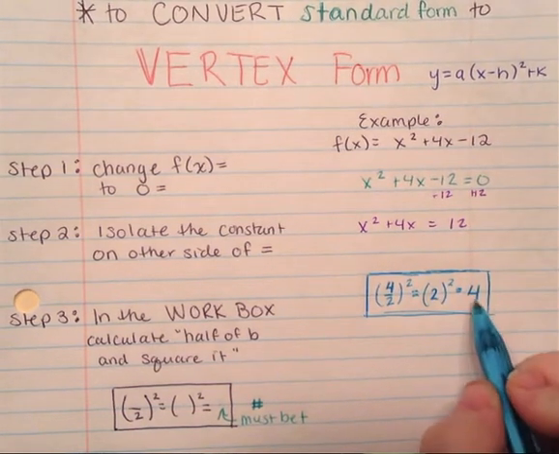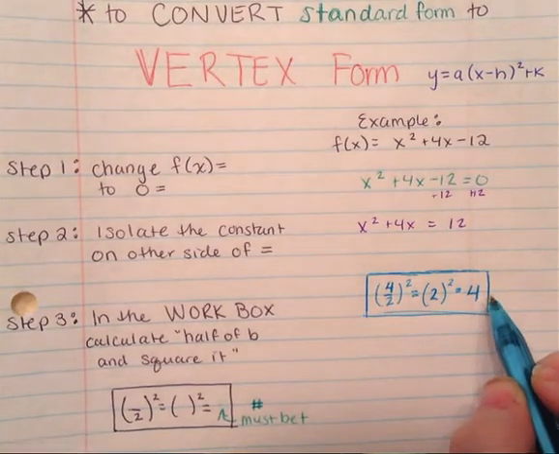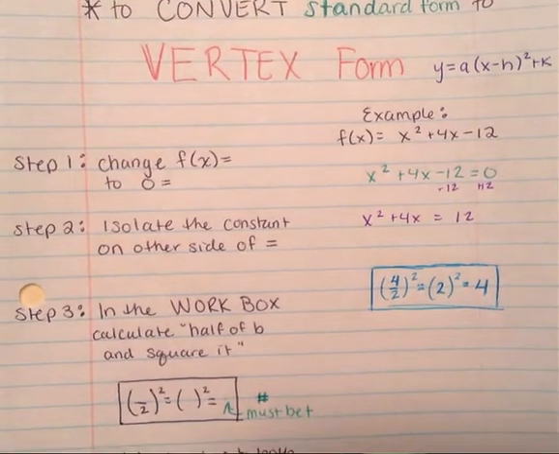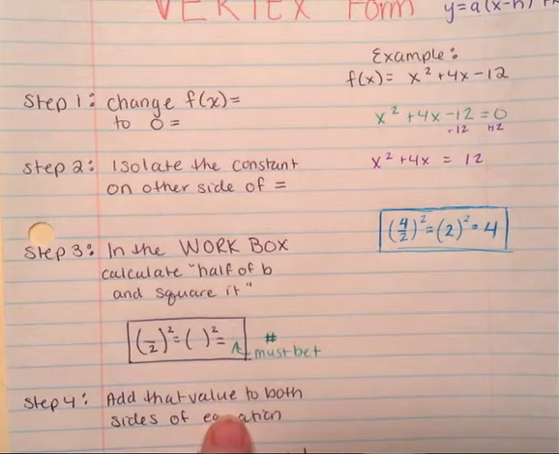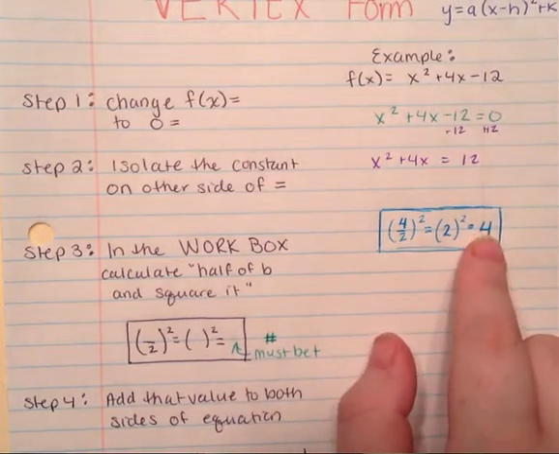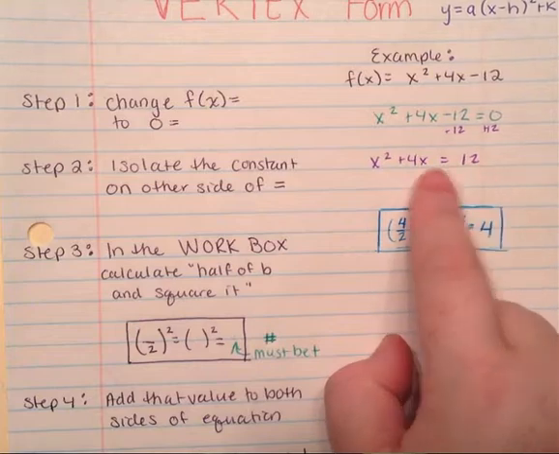And this number is positive, so that is something that we've done correctly. The next step is add that value to both sides of the equation. We want to take this value that we just got and add it to both sides of this equation.